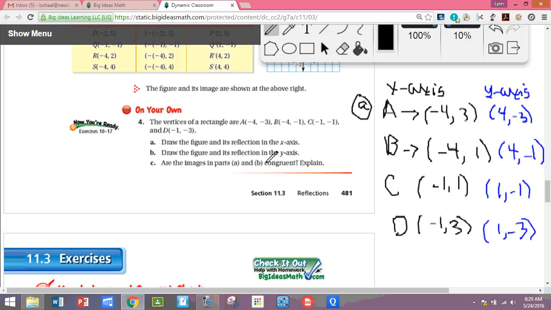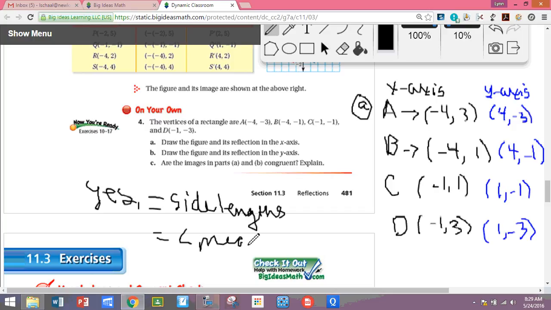Okay? Now C asks you, are the images in parts A and B congruent, and why? Yeah, they are congruent. Just because they're flipped doesn't change the size of their lengths or their angles. So yes, they are congruent because they have equal side lengths and they have equal angle measures. You just flipped it. It's still the same figure, so it's congruent.